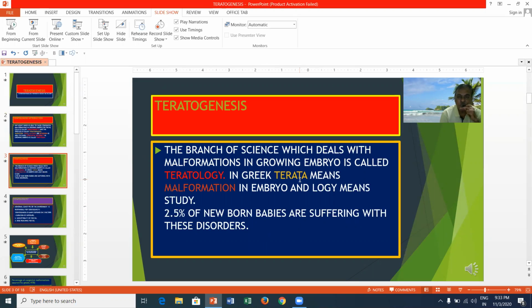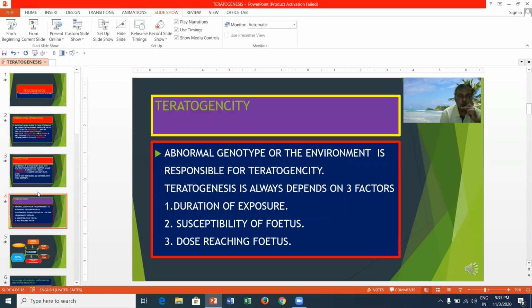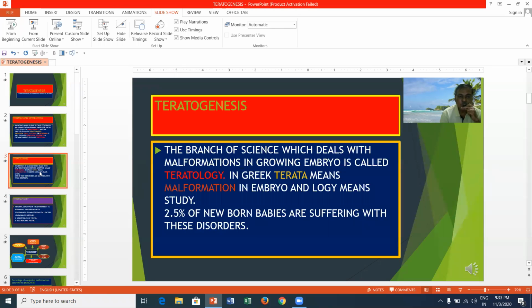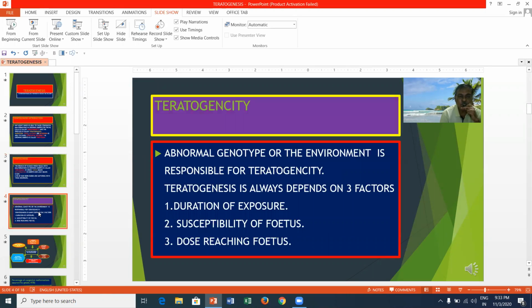In Greek, terata means a malformed embryo. Terata means malformation in embryo, and logy means study. Generally, 2.5% of newborn babies all over the world are suffering with genetic disorders. Here, you can see the teratogenicity. The teratogenicity is caused by so many factors. The abnormal genotype or the environment may be responsible for teratogenicity.